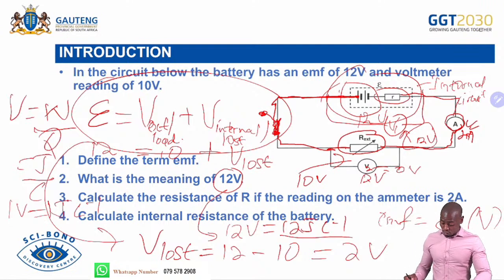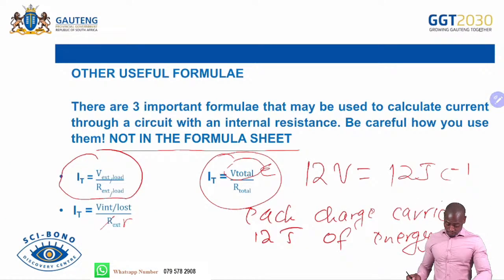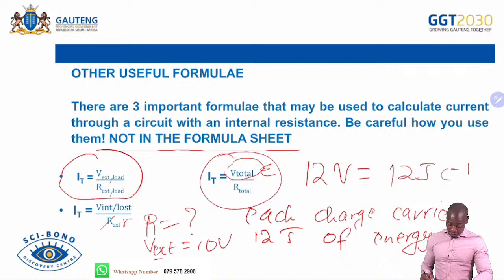All right. So we want resistance. We are looking for resistance. We are given V external, which is 10 volts. We are given the total current, which is 2 amperes. So here we can use the equation for R from the data sheet.